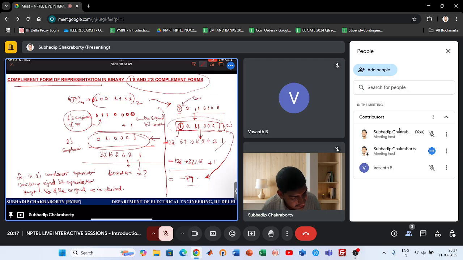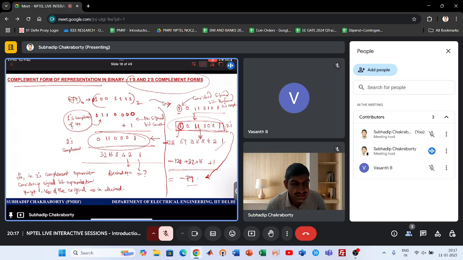Here I considered the sign bit and found the 2's complement, right? Understood, or do I need to repeat? So if you consider the sign bit for your original decimal number in the binary representation and determine its 2's complement, it will give you the negative of that number in decimal. Is this clear or not?